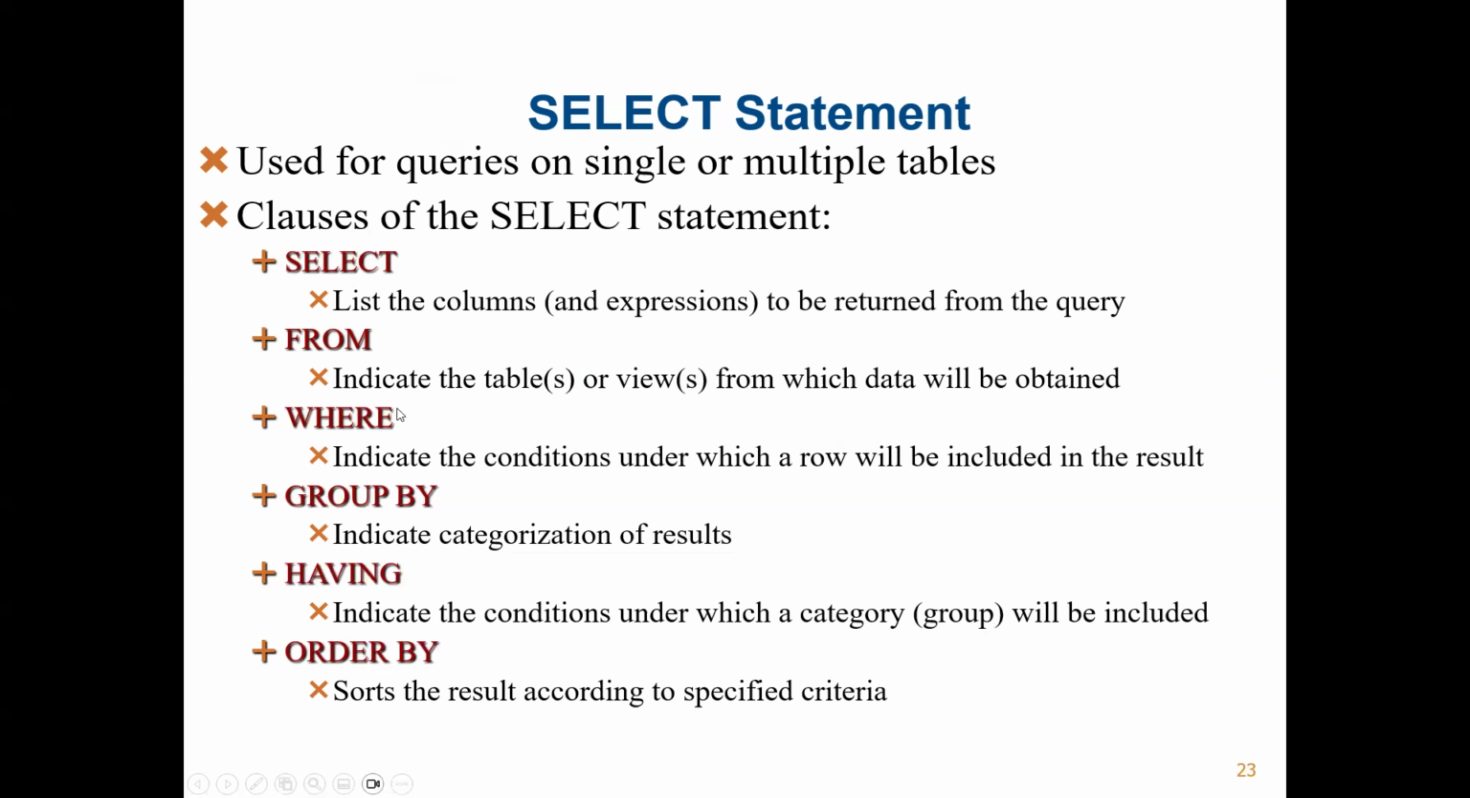Where there should be a condition, indicate a condition under which the row will be included in the result. Then group by will indicate categorization of results. Having will indicate the condition under which the category or the group will be included. The command having is almost like English, I have something. And then order by is the sorting.